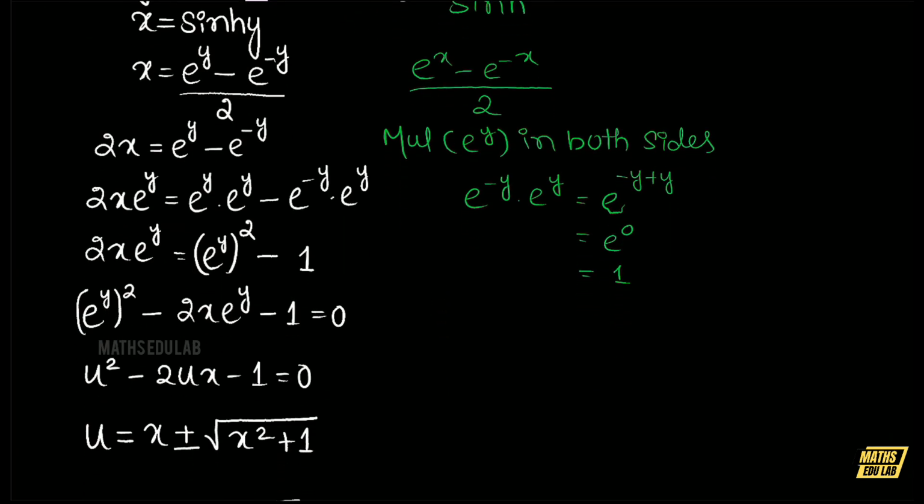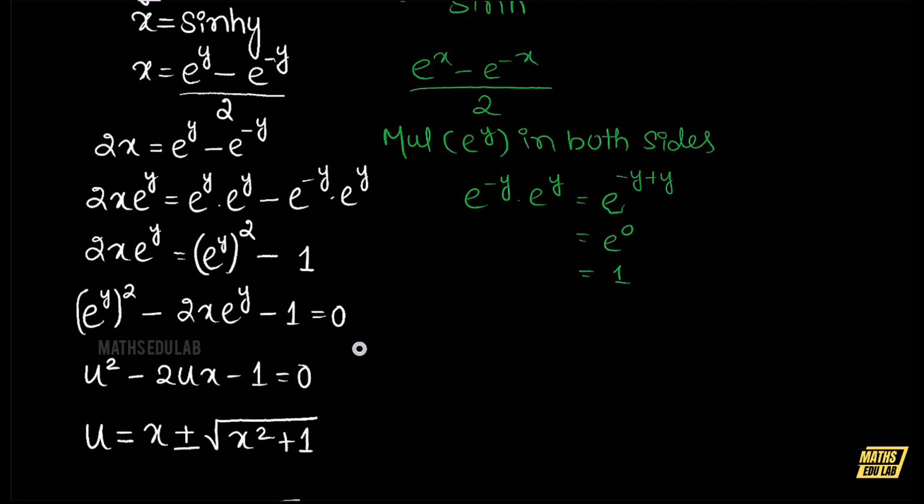Then just rearrange the values. That means we have to write it as an algebraic expression. So for the algebraic expression, I have taken e to the power of y whole square. This value will change to the other side. Then we can write it as e to the power of y whole square minus 2x e to the power of y minus 1 is equal to 0.